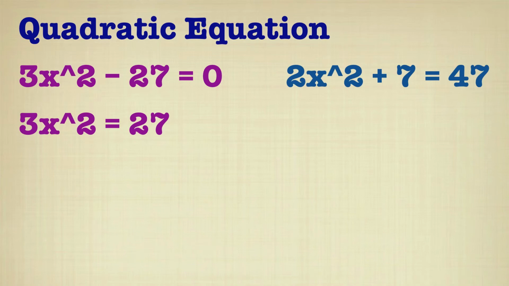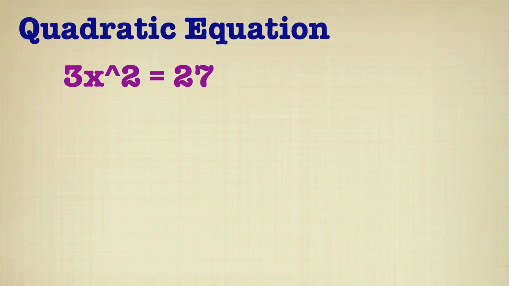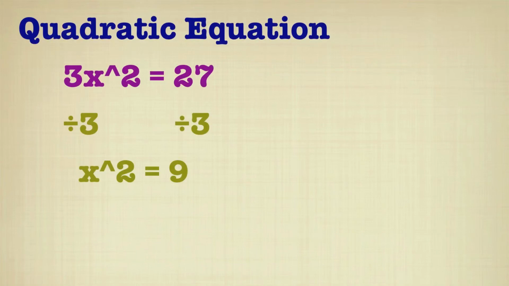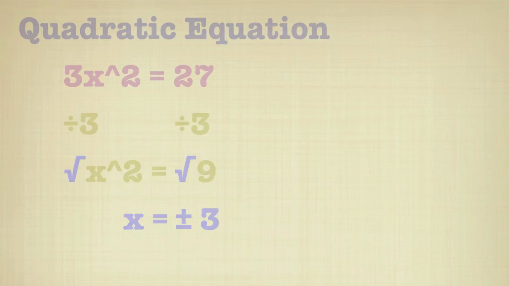Here are 2 practice problems. You know what to do. Alright, let's work through these. First, we have 3x squared equals 27. First, divide by 3 to get x squared by itself. Now we have x squared equals 9. When you get the square root of both sides, you find that x equals positive or negative 3.